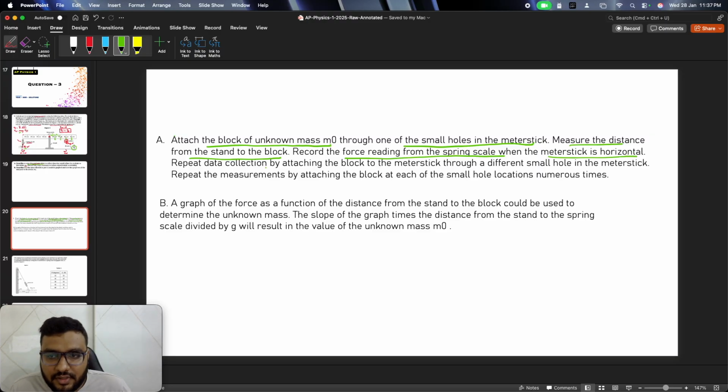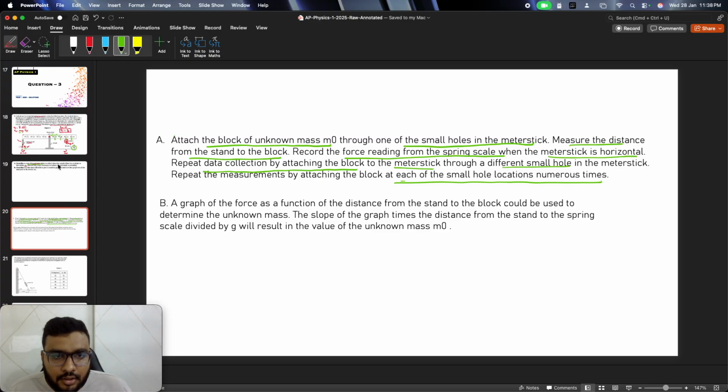Now what we'll do is simply repeat the data collection by attaching the block to the meter stick through a different small hole in the meter stick. So 70, 80, 90 centimeters, we'll have to just repeat it. Repeat the measurements by attaching the block at each of the small hole locations numerous times. So we just need to keep on repeating the same process.